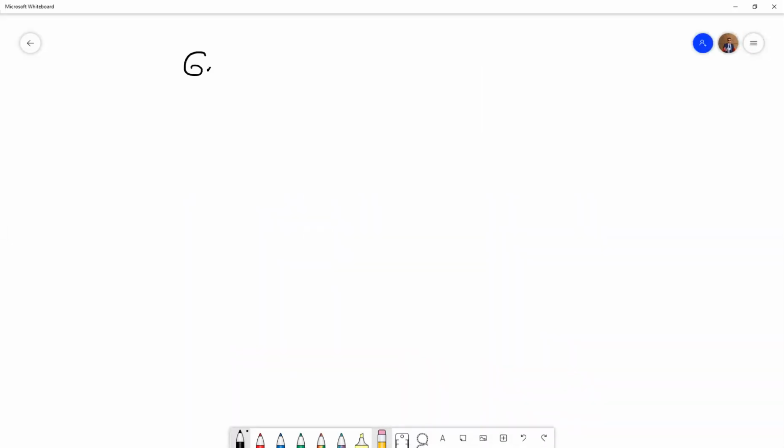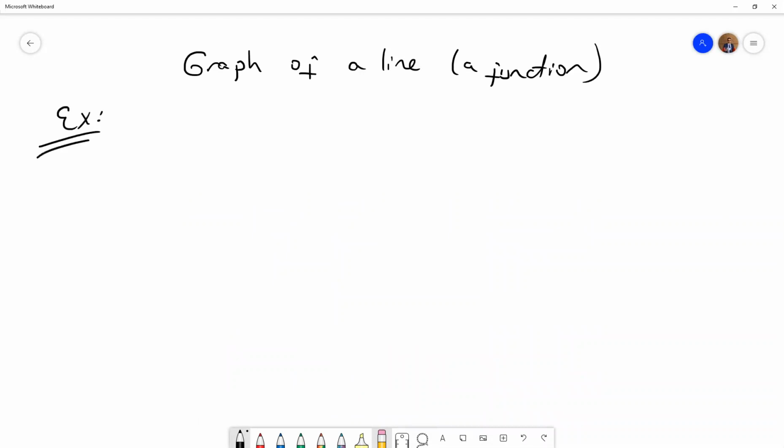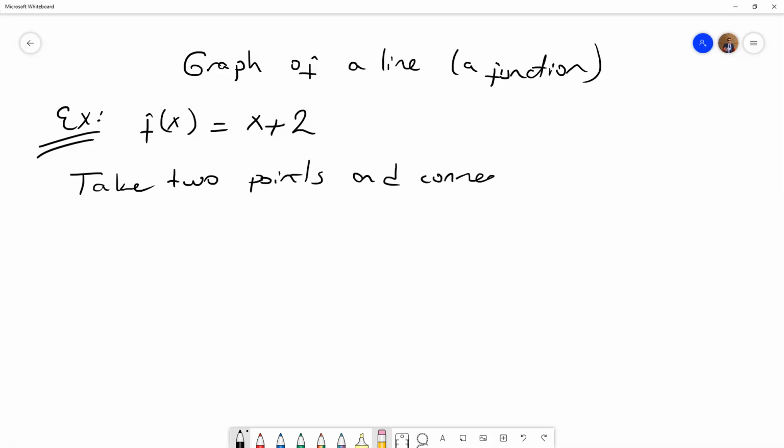Now, graph of a line, maybe of a function, but our function is a line now. f(x) is equal to x plus 2. And to find the graph of this function, we are going to take 2 points and connect each other.